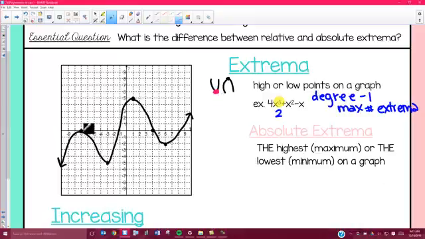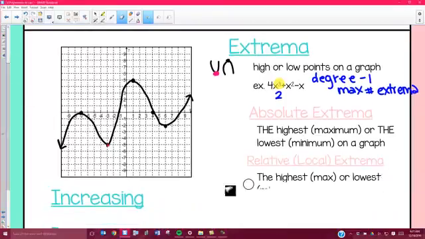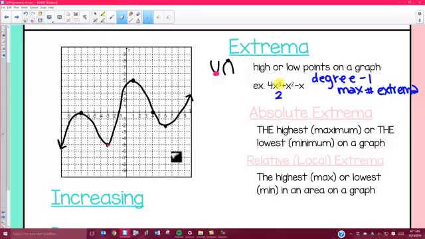Now, if I look over here, though, I notice that there's this low point, but there's also an arrow that says this is going forever. So this graph doesn't actually have a maximum or a minimum for absolute, but it can have what's called a relative or a local extrema. And so a relative or local extrema is the highest or lowest point in an area on the graph. So looking at this one, you can see there's some spots where there's definitely highs and lows. Just because they're not the highest or lowest, we still have some on this graph.